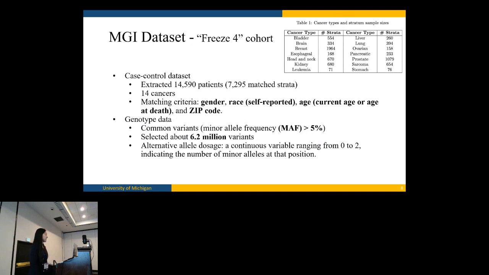It has to be mentioned that we only use the self-reported race, so we did not do any population stratification in our data. The genomic data are common variants that have a minor allele frequency greater than 5%. So this is about 6.2 million variants. The genotype data are alternative allele dosage, a continuous variable ranging from 0 to 2, indicating the number of minor alleles at that position.